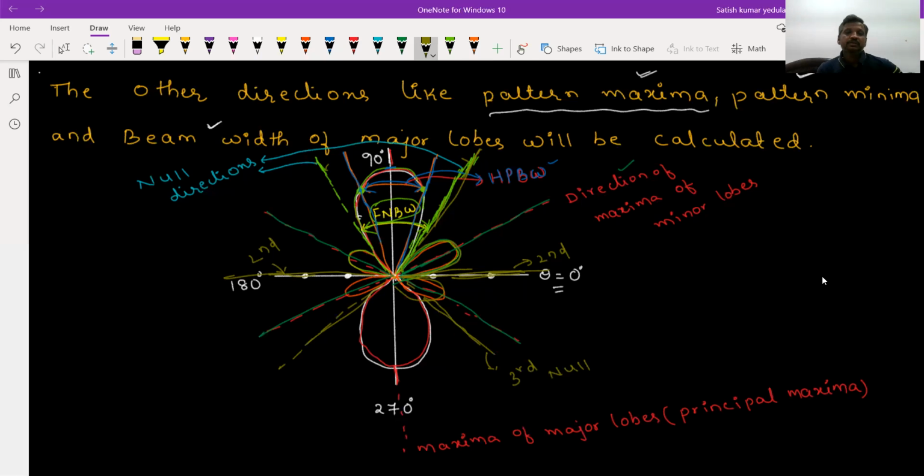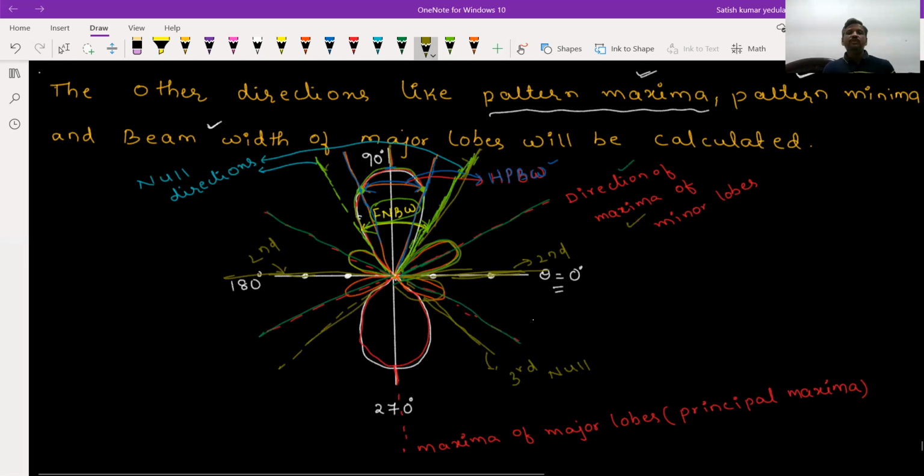So that's what we have to find out for the N element array. Whatever I have drawn for a four element array, the same radiation pattern you will be getting. First thing, even if I call theta maxima of minor, that representation you should understand. Theta maxima of minor means maxima of minor lobes. Theta maxima of major means major lobe maxima, and theta minimum of minor lobe means null directions. These are the basic things that you should understand.